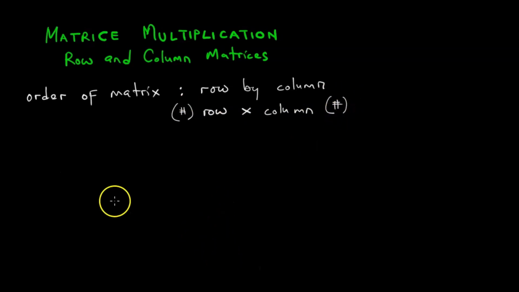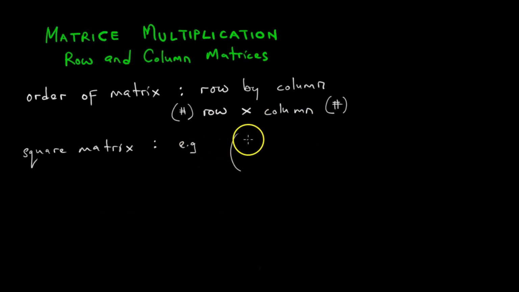So for example, we have what is called a square matrix. So what is a square matrix? A square matrix is such that the number of rows is equal to the number of columns. So an example would be tikati A, B, C, D. As you can see panapa, this is a 2 by 2 matrix.